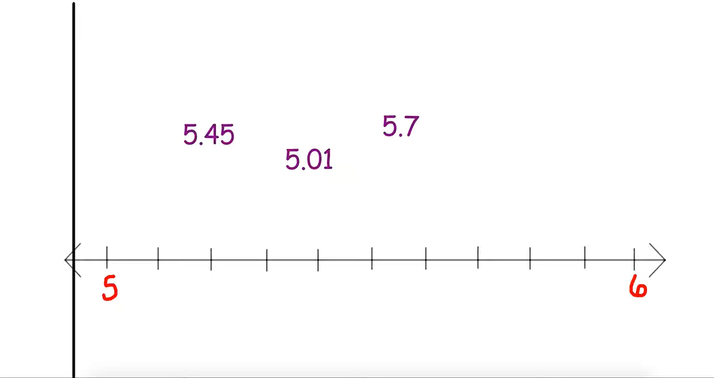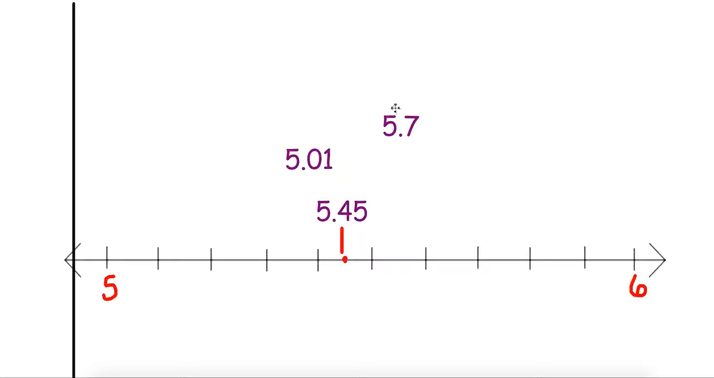All right, welcome back. So let's see where we put them. If we start at 5, because that's the whole number, this tells me to go 4 tenths over. 1, 2, 3, 4. But the 5 tells me it's halfway in between. So it'd be about right there. So that's where 5.45 is, or 5 and 45 hundredths.